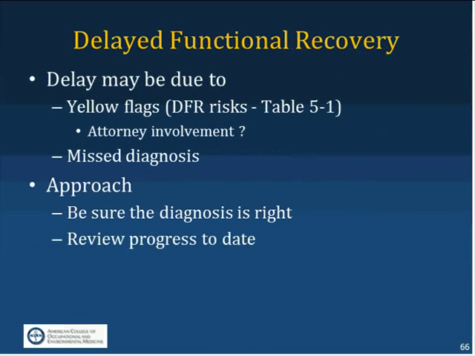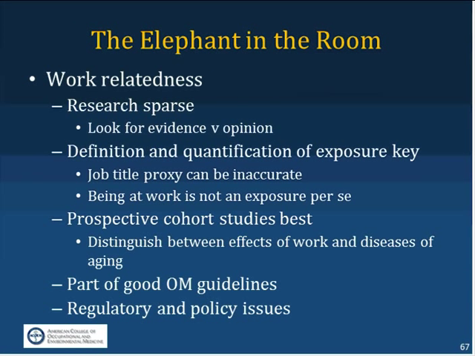So the yellow flags are in Table 5.1 in the second edition. Misdiagnosis is a possibility, but it's usually not the issue. Make sure the diagnosis is right, again, and review progress to date. The elephant in the room, and I'm just going to comment on this briefly, is that the evidence for work-relatedness of an awful lot of things that we see is not very good.